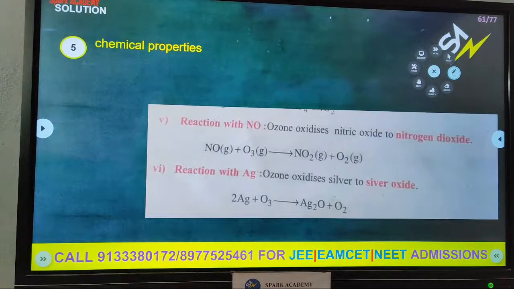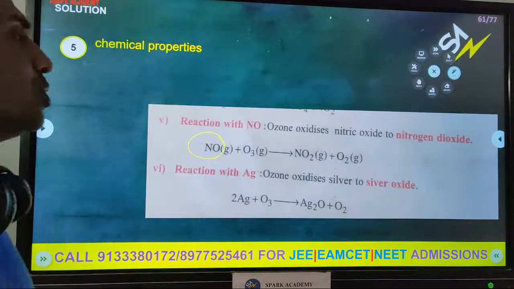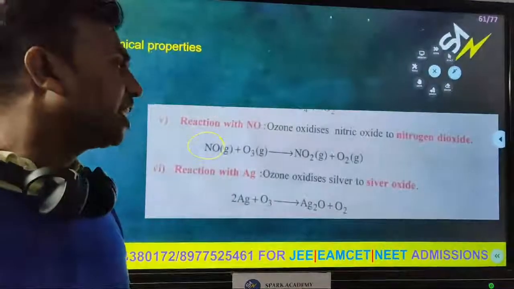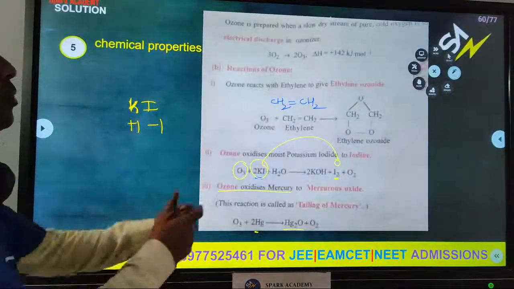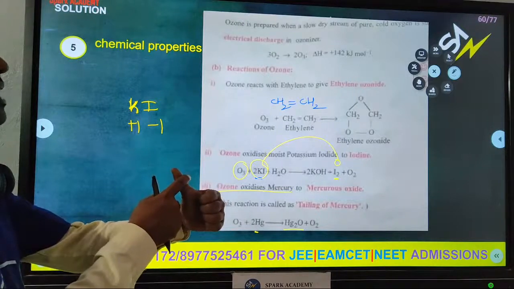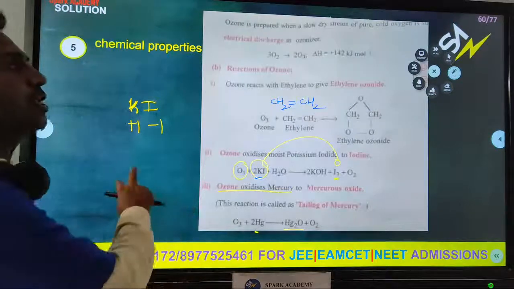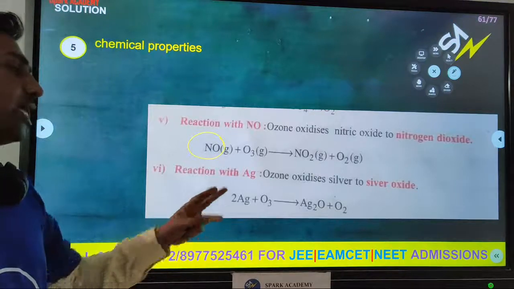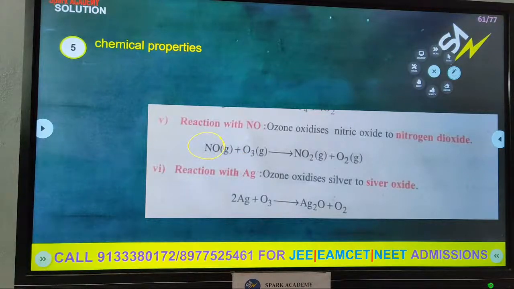Ozone also reacts with NO, nitric oxide, and gives nitrogen dioxide. Next it reacts with Ag, forms what? Silver oxide. So how many properties are there? Property 1, reaction with ethylene. Property 2, potassium iodide. Property 3, mercury. Property 4, nitric oxide. Property 5, silver. These are the 5 very important chemical properties of ozone.